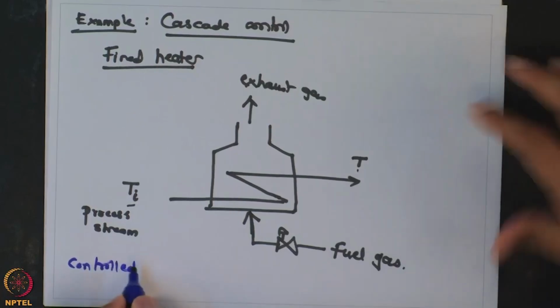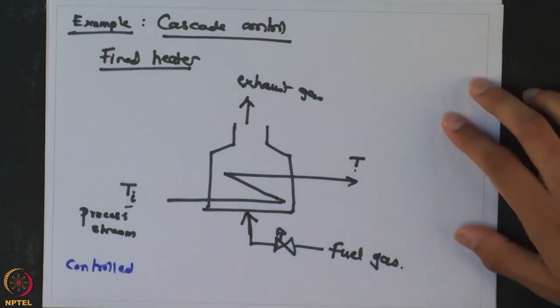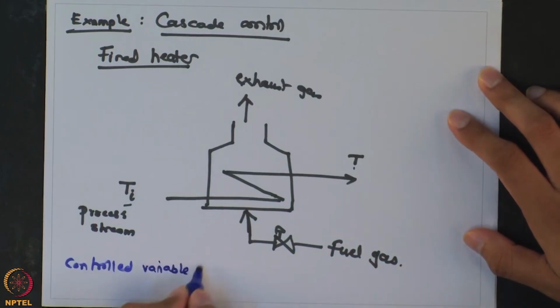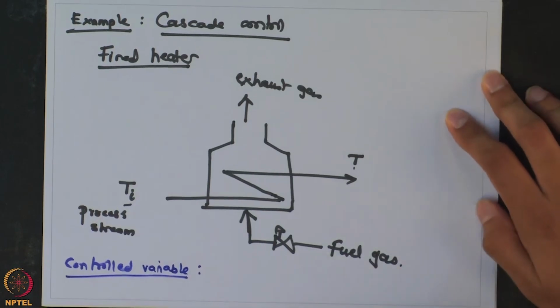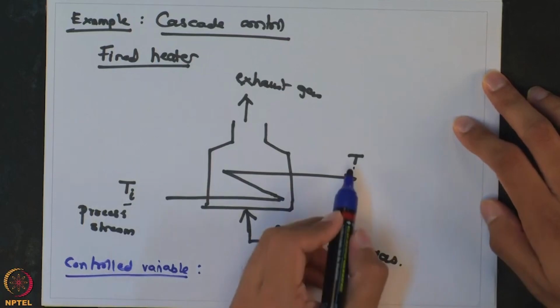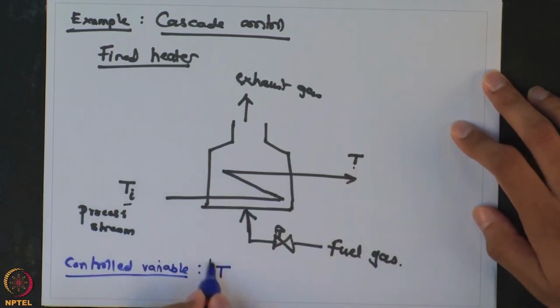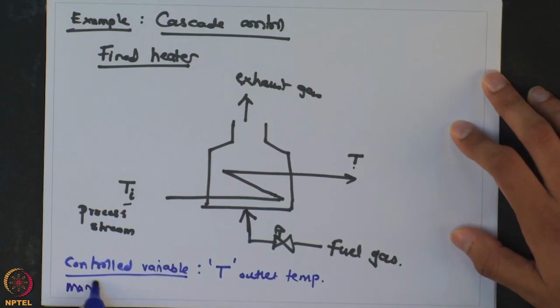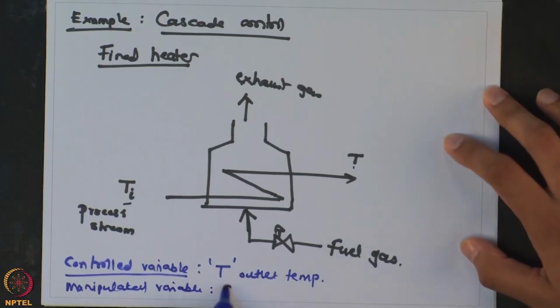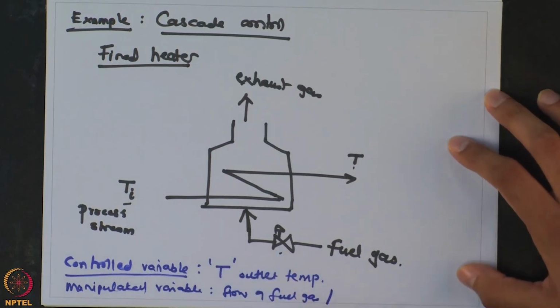If you apply the principles from last week, here the primary controlled variable will be the thing for which this particular unit is set up, that is to raise the temperature of this stream to temperature T. So the controlled variable is the outlet temperature, and the manipulated variable is the flow of fuel gas, which will be done through the manipulation of the valve.